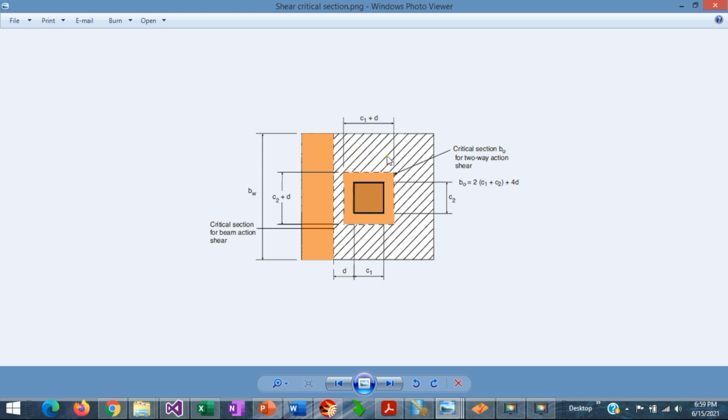This is called the beam shear or one-way shear because it's similar to the shear that we check for a conventional beam. The second shear considers that the column may penetrate or punch the footing. This is called the punching shear or two-way shear, and it occurs around the column in a 3D plane at a distance d/2 from the column face.